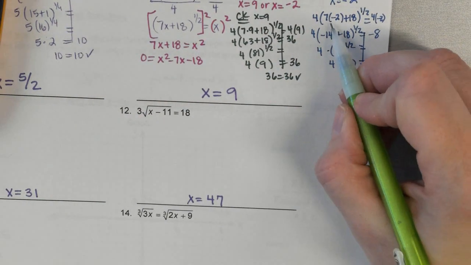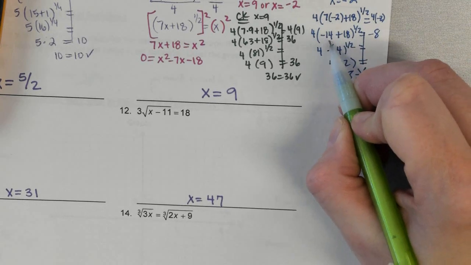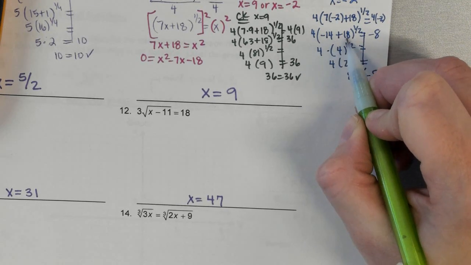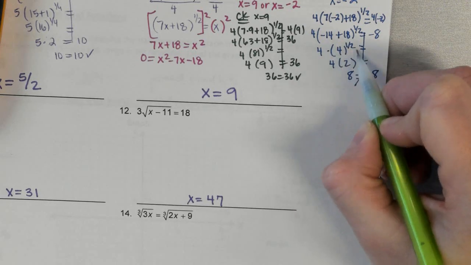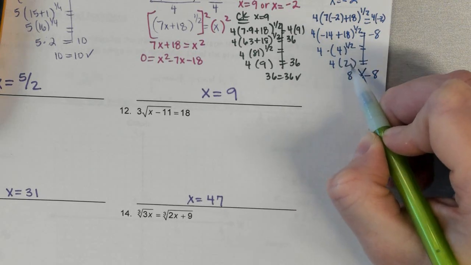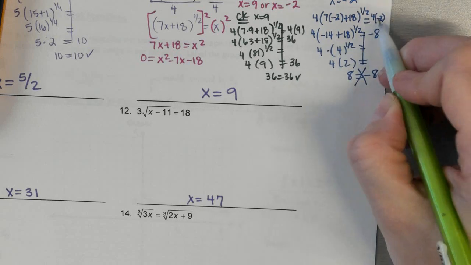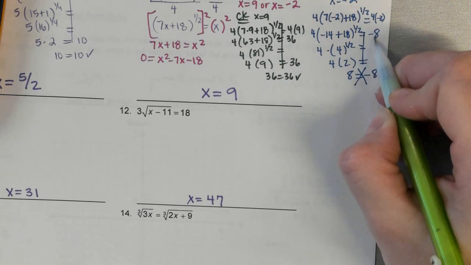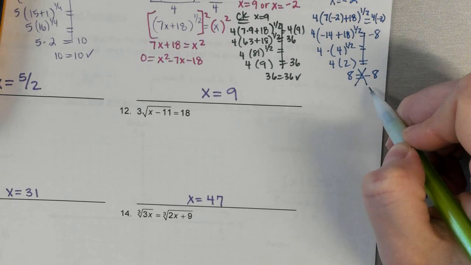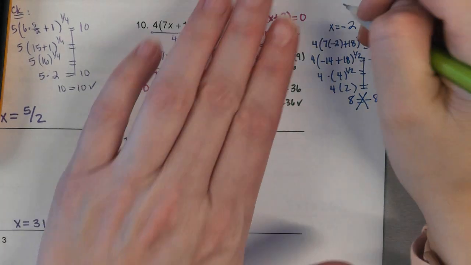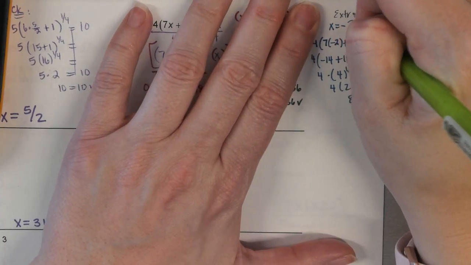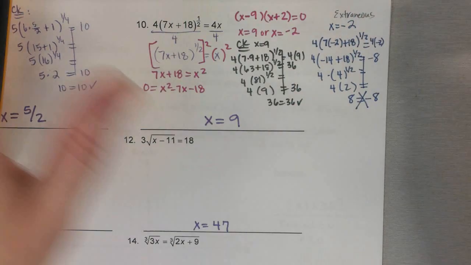When you check the negative 2, 7 times negative 2 is negative 14. Add that to the 18, which will be 4. Again, this is the square root. Square root of 4 is 2. 2 times 4 is 8. But then if you go back here, 4 times negative 2 is negative 8. Okay, so those will not be equal. Okay, so on your line, it's only x equals 9. And then, of course, this is what we call an extraneous solution.